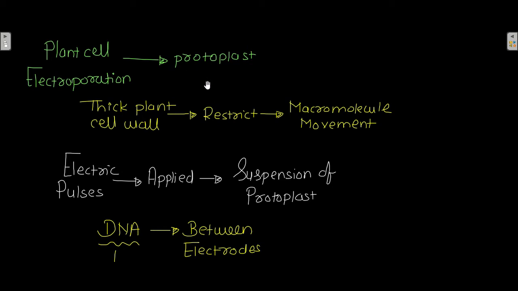Protoplast is the cell which doesn't have a cell wall. You remove the cell wall from the cell, and that is how protoplast is formed in the case of plant cells, because plant cells have a cell wall. So protoplast is that plant cell which doesn't have a cell wall, and we use protoplast. Why? Because if a thick cell wall is there, it will restrict macromolecule movement, and that will not be a good thing for the experiment. So that is the reason why during plant cell electroporation we use protoplast.